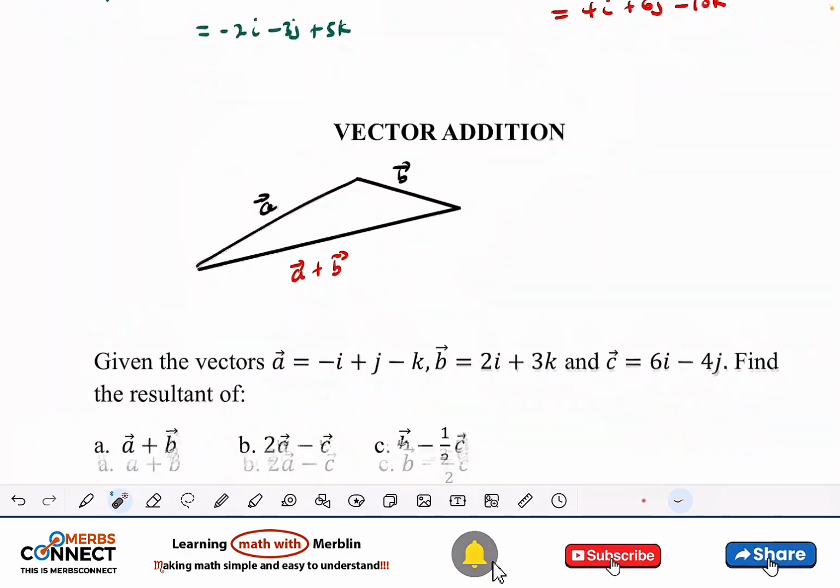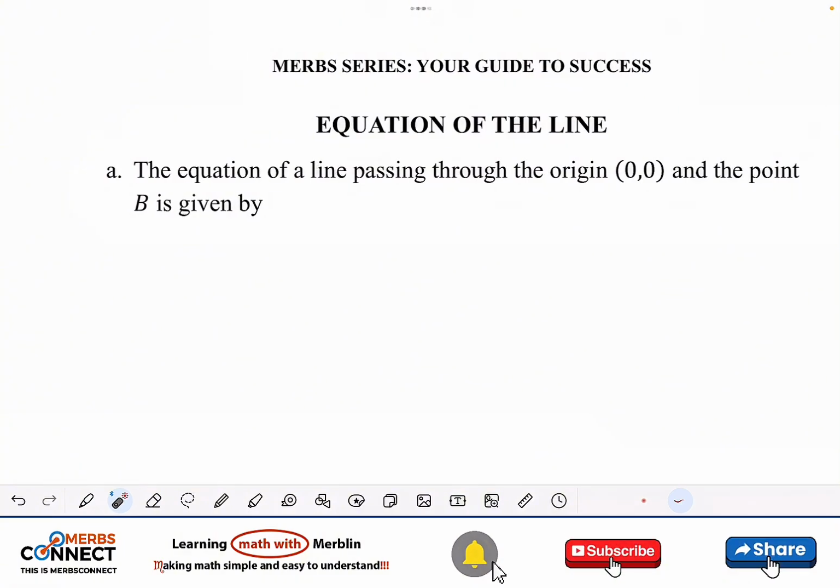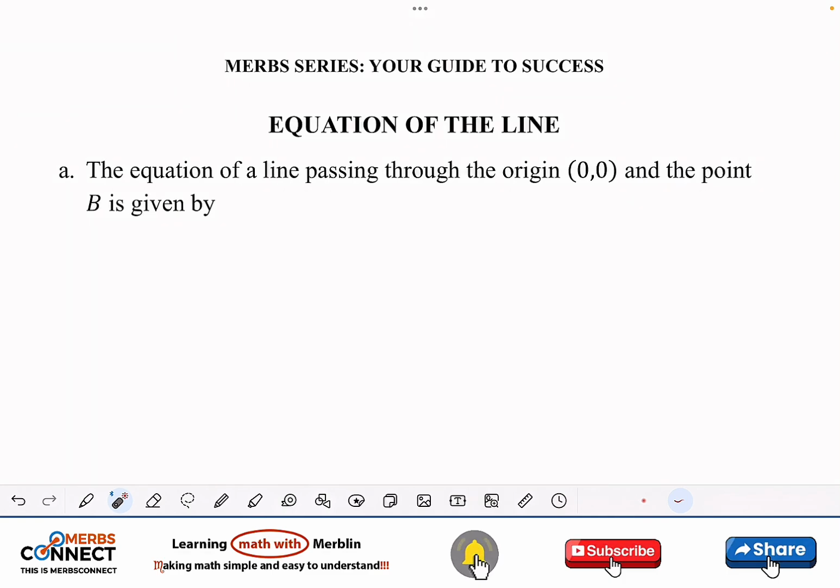Let's have some interactions. So let's look at what we are going to do today. We are going to talk about the equation of the line, right? When we talk about the equation of the line, we started with Math 102, where we talked about coordinate geometry and calculus. With coordinate geometry, we talked about the equation of the line passing through a point. Those kinds of things we talked about.